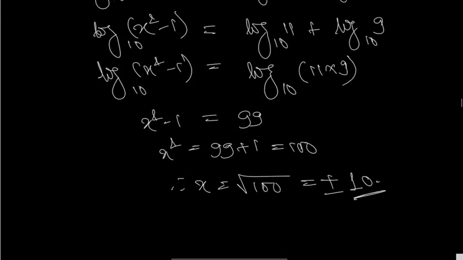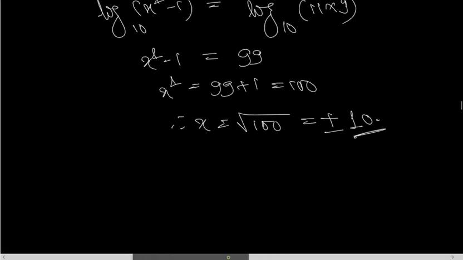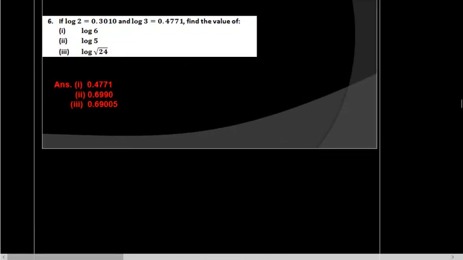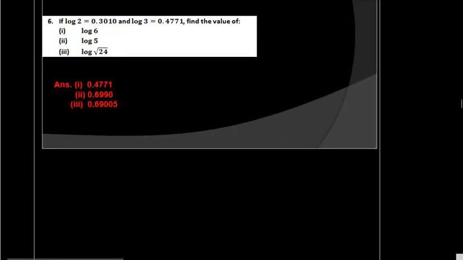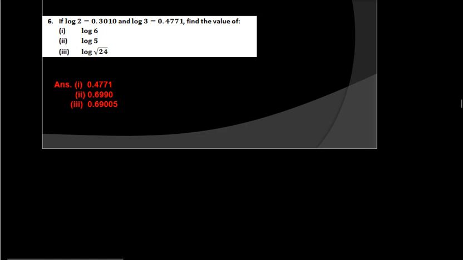Okay, so that was the second part of question number 5. Question number 6. If log of 2 is 0.3010 and log of 3 is 0.4771, find the value of log 6, log 5 and log root 24. It's very easy.